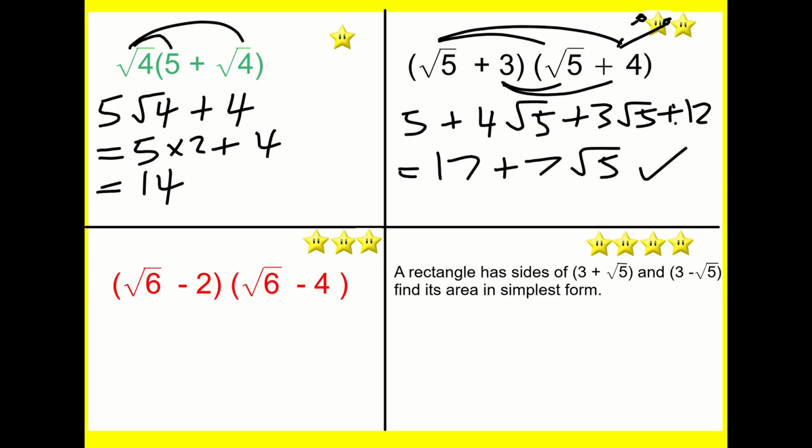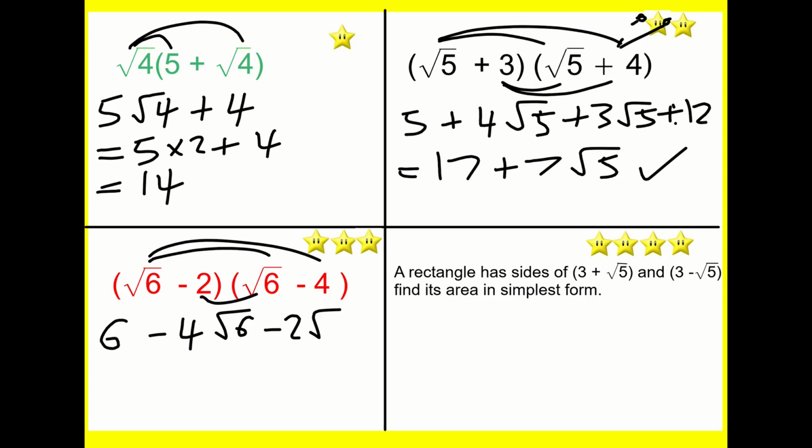Okay, third one. Not particularly more difficult, except there's negatives. I think that's the thing that makes it a bit trickier. But we can deal with that. Okay, we're going to do root 6 times root 6, which gives us 6. And then I'm going to do root 6 times minus 4. That's going to give me minus 4 root 6 again. I'm going to write the nice number first and then the surd. That's good practice. Bottom claw, I'm going to get minus 2 root 6.